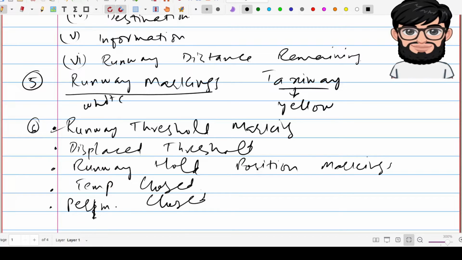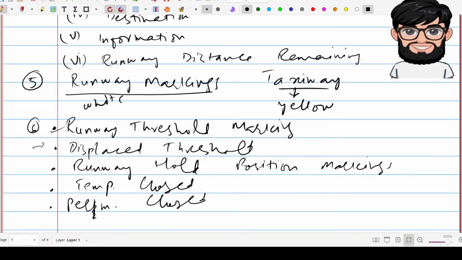So we did talk about the runway threshold markings, right? Displaced threshold is a threshold located at a point on the runway other than the designated beginning of the runway. So if it is not the designated beginning of the runway, that marking, that threshold located at the point on the runway, would be called the displaced threshold. So basically it reduces the length of the runway available for landing.